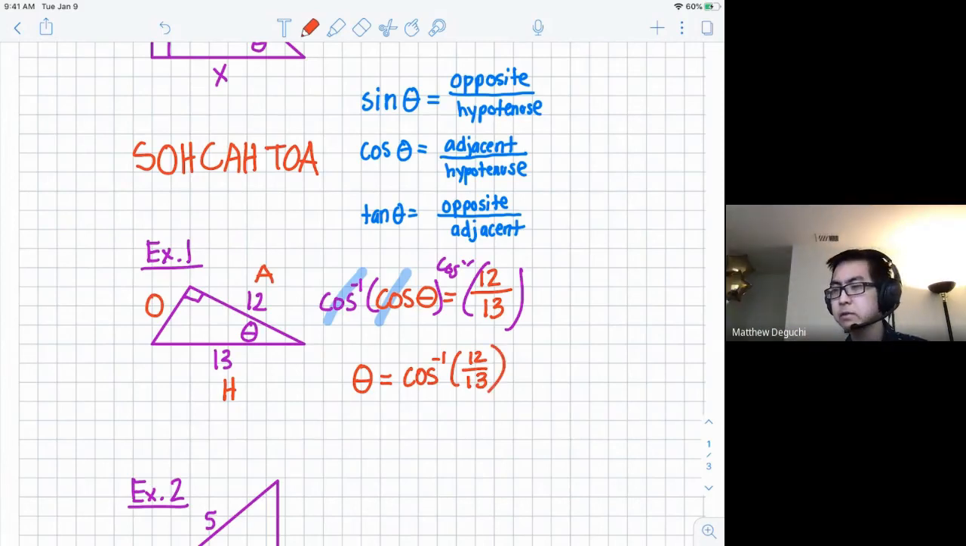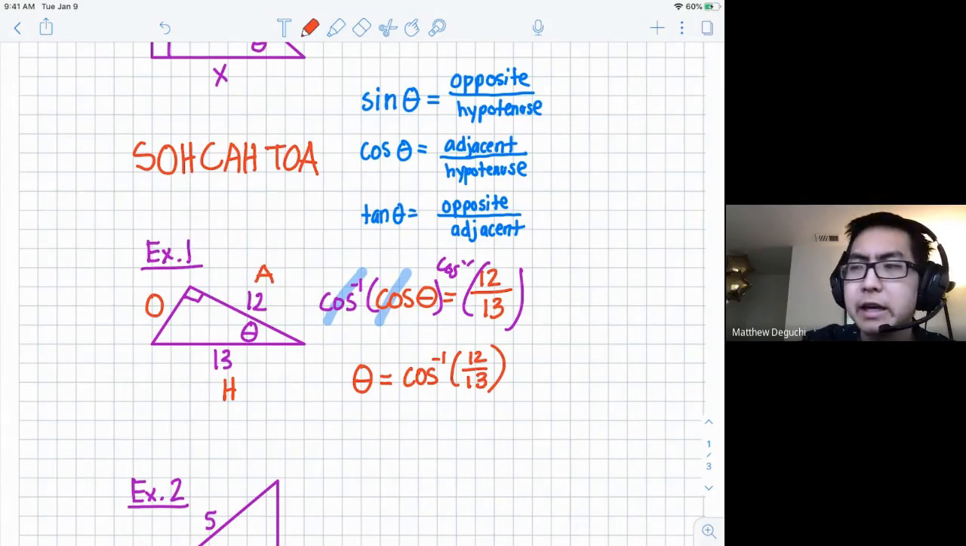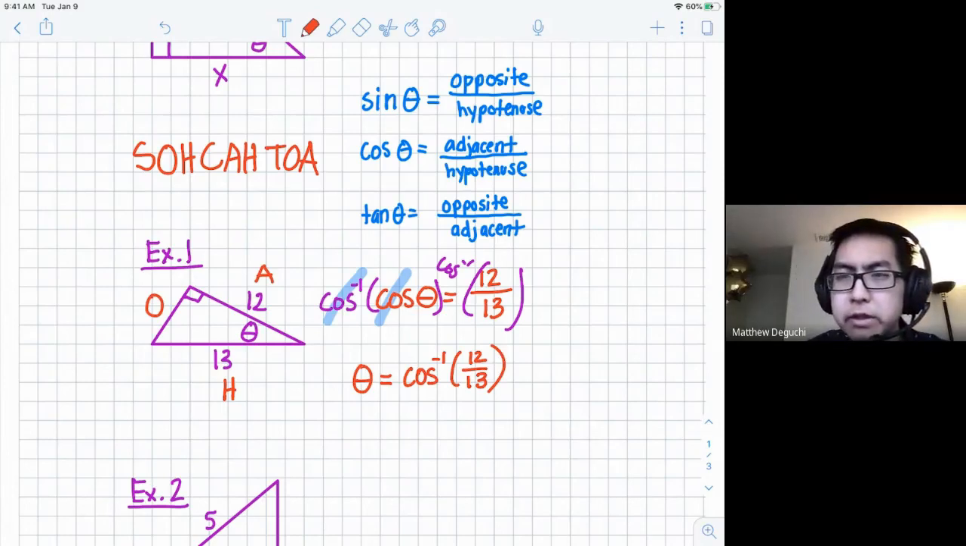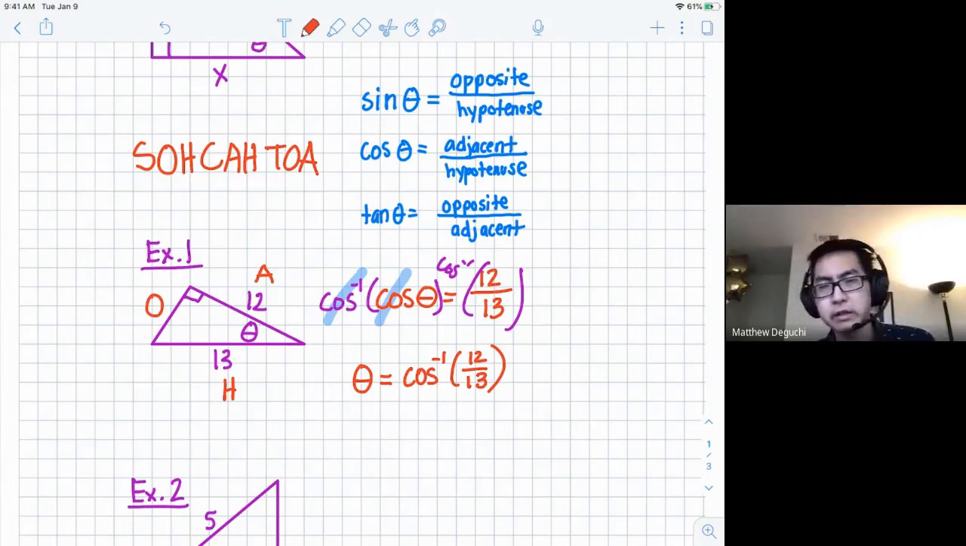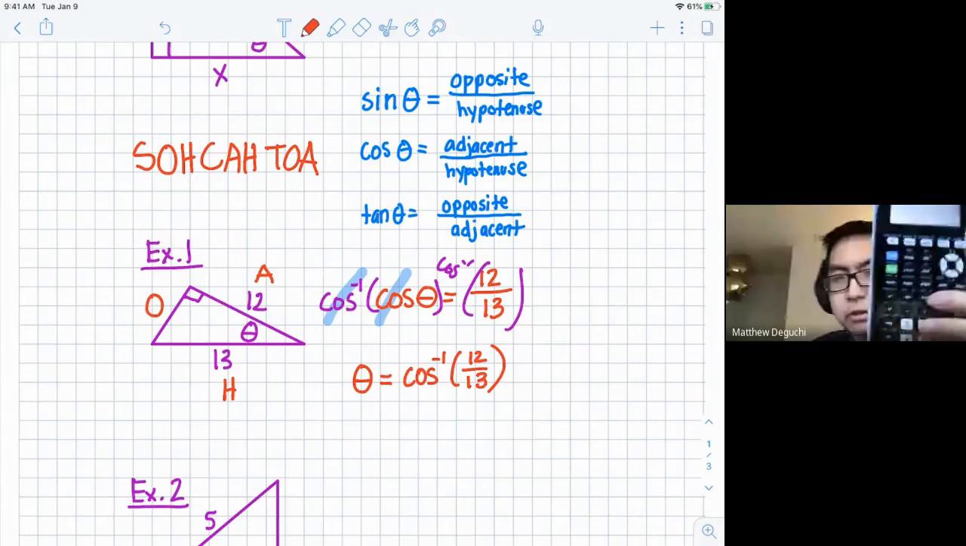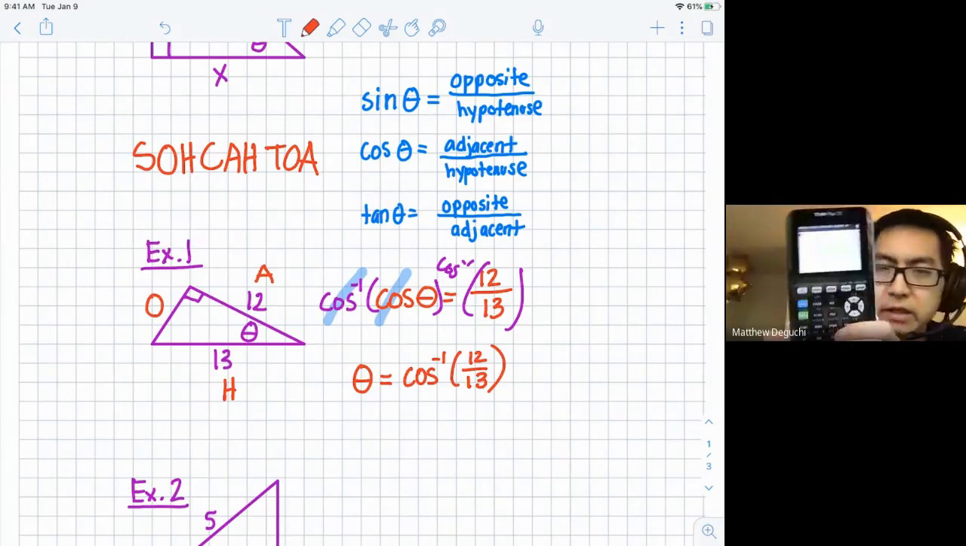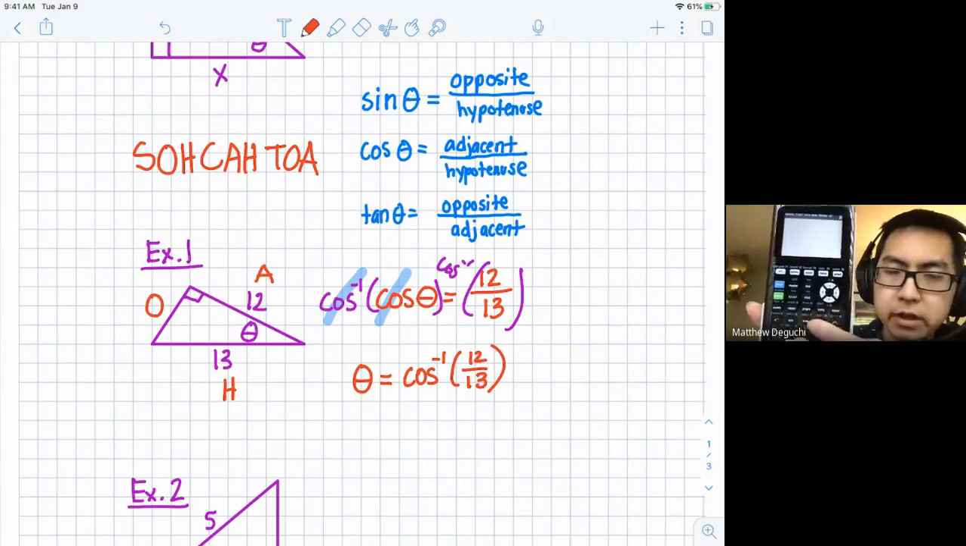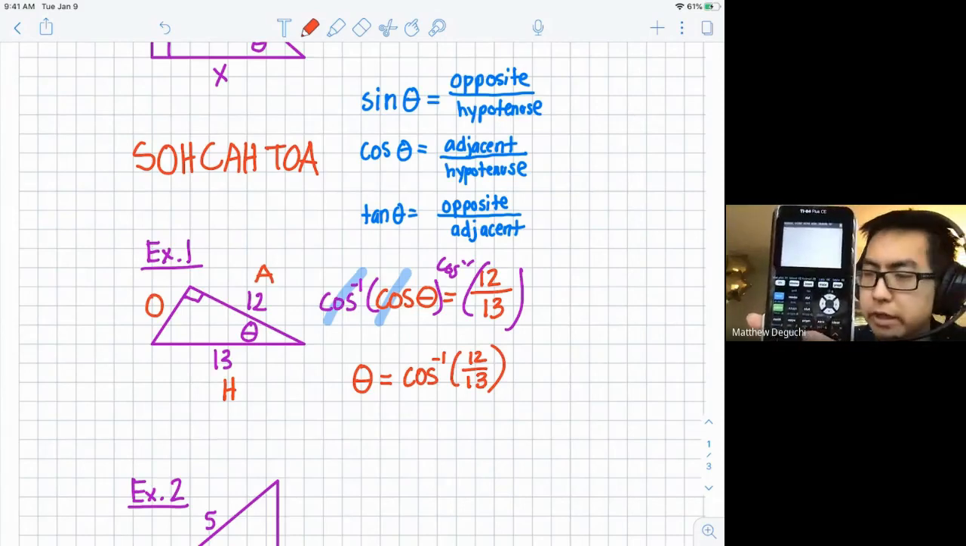12 over 13. If you have a scientific calculator or a graphing calculator, I'll zoom into my screen so that you can see this. On the calculator, if you have a Texas Instruments TI-84 or similar, here's the word cosine, but you want to do cosine inverse.